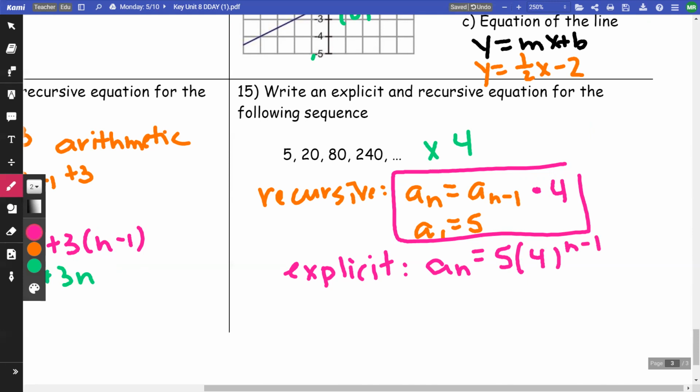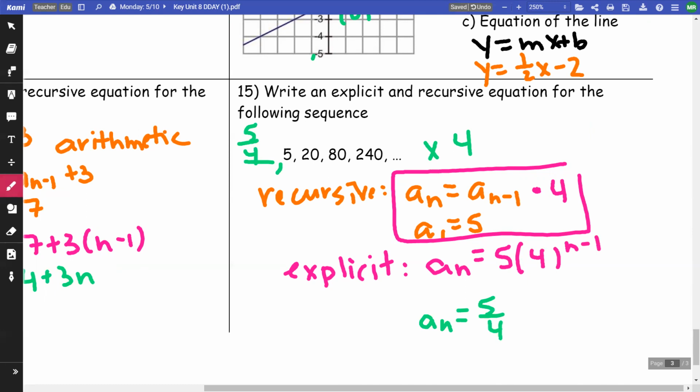If I'm going to start there. If I had wanted to go backwards and find my term in front of this, if I'm timesing by 4, then going backwards, I'm dividing by 4. So you could have also had a sub n is equal to 5/4 times 4 to the n, since this is my first term.